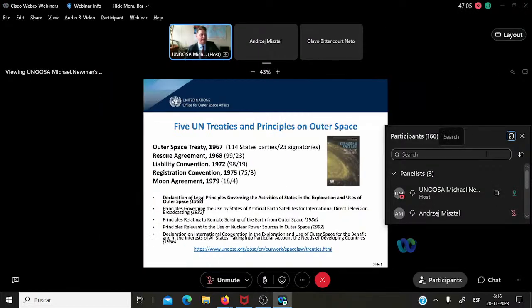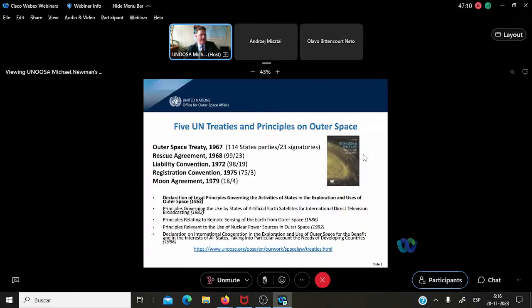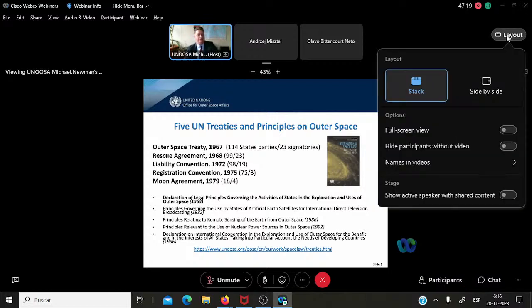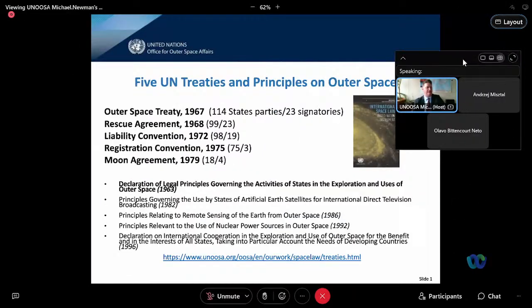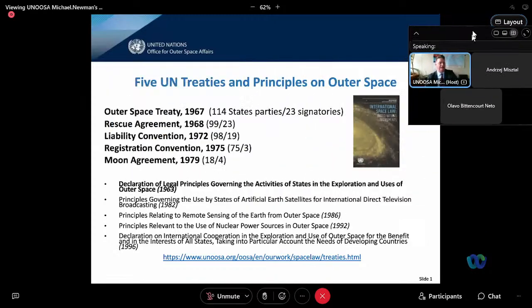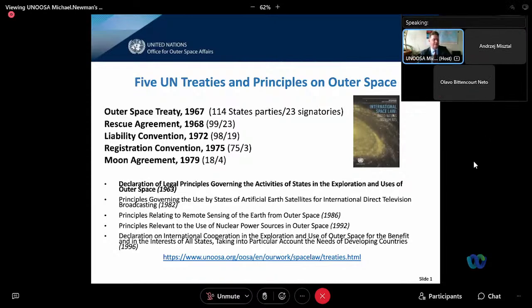It encapsulates, of course, a lot of these issues that came at the very dawn of the space age. And I would like to focus quite closely on the declaration of legal principles governing the activities of states in the exploration and use of outer space, the 1963 declaration, because this really was the very genesis of it all, the very lead up to all of the issues that have found their way into the Outer Space Treaty. They stem from the declaration.